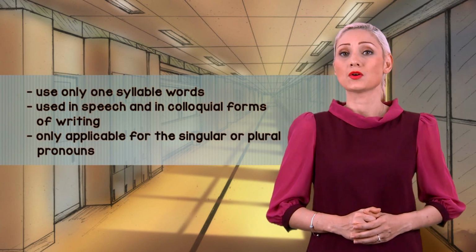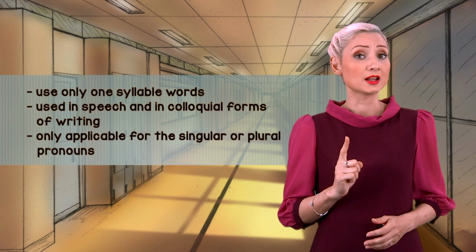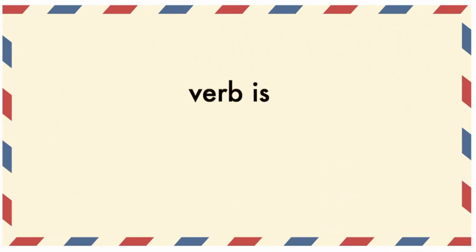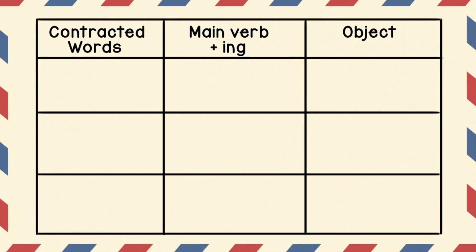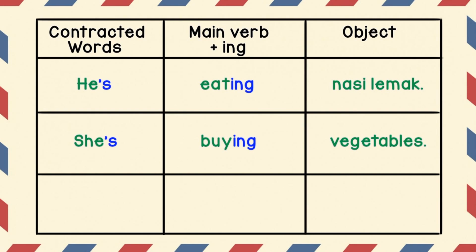However, this rule is only applicable for the singular or plural pronouns. When the verb is contracted, it will be shortened to apostrophe plus s. For instance, he's eating nasi lemak. She's buying vegetables. It's recording music.